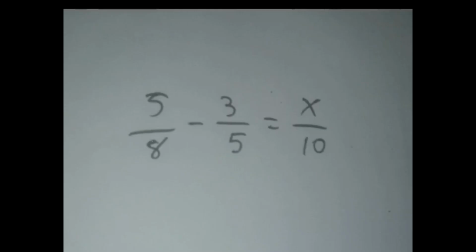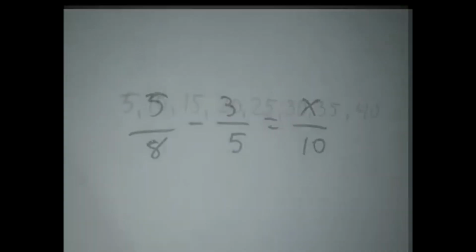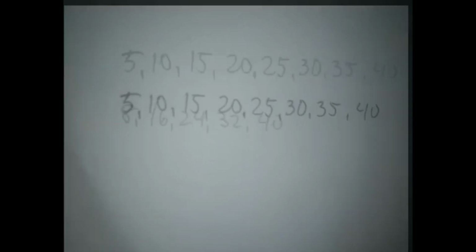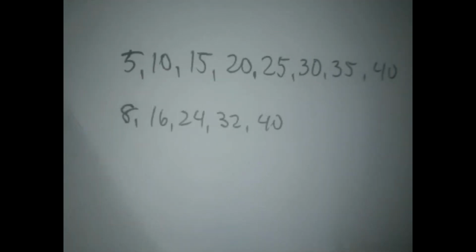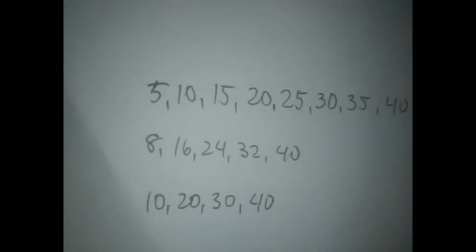Well, we can make a list. Multiples of 5 are 5, 10, 15, and so forth. Multiples of 8 are 8, 16, 24, 32, and 40. Multiples of 10 are 10, 20, 30, and also include 40. So, 40 is the least common multiple. Let's multiply every fraction by 40.